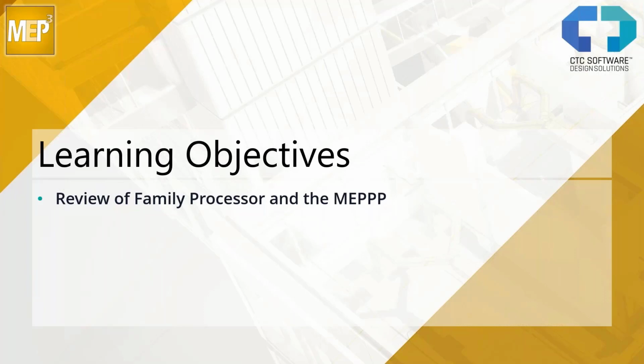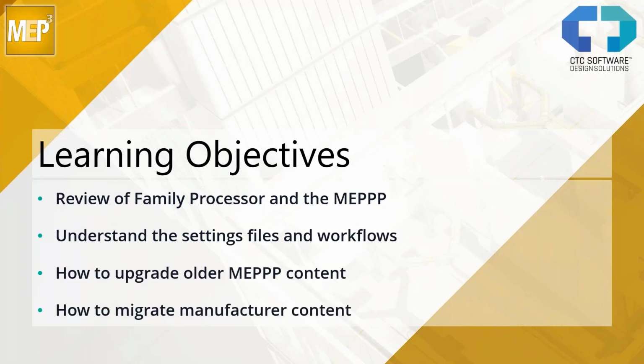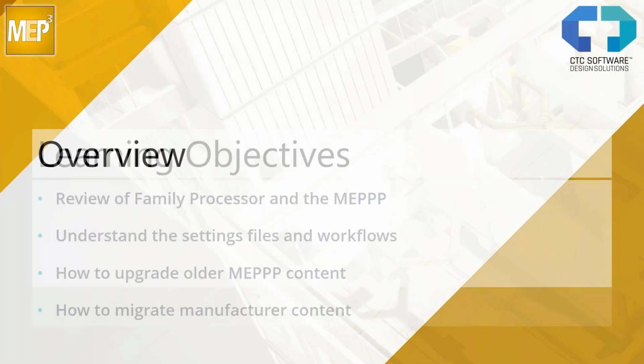So we're going to do a quick review of Family Processor and the MEP pack, just to give you some background. I'm going to show you how to edit the settings and how those are going to work. And then we're going to go over two workflows: how to upgrade your MEP content from 2019, and then how to migrate or incorporate manufacturer content downloaded from whomever's website. So that's the outline for today.